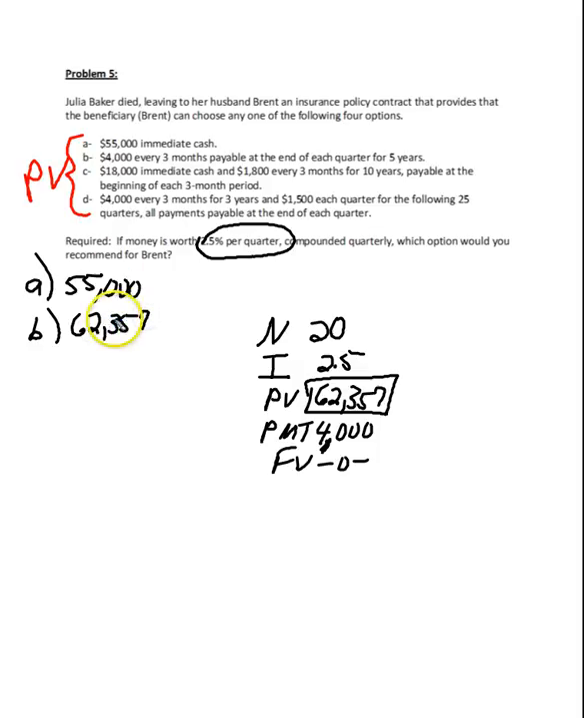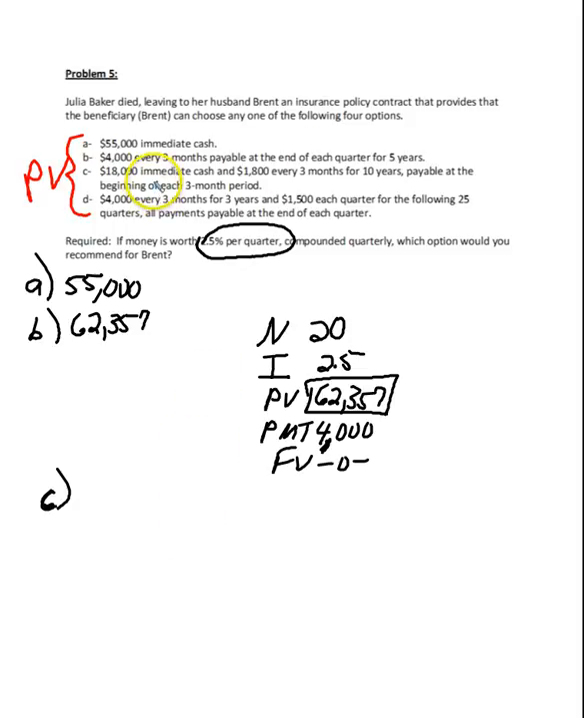So option B, the present value, 62,357. So if I were comparing these two options so far, which one would you want? Well, I'd want to get 62,357 today instead of 55,000. So far it's looking like B is the one we want to go with at this point. Okay, let's look at C though.